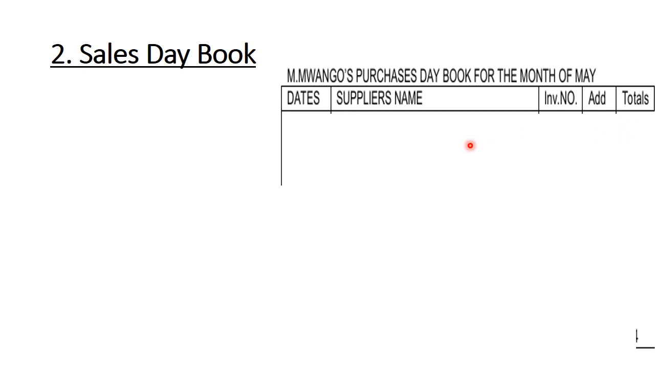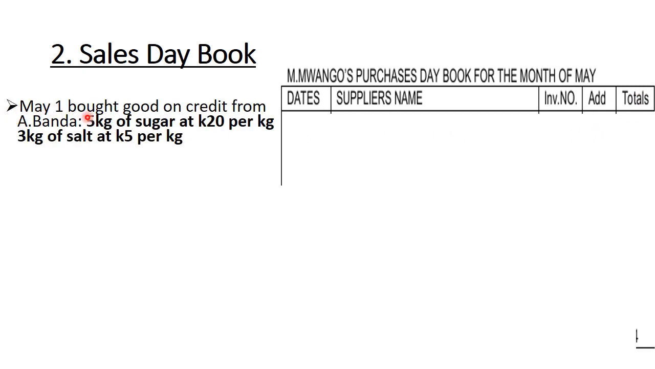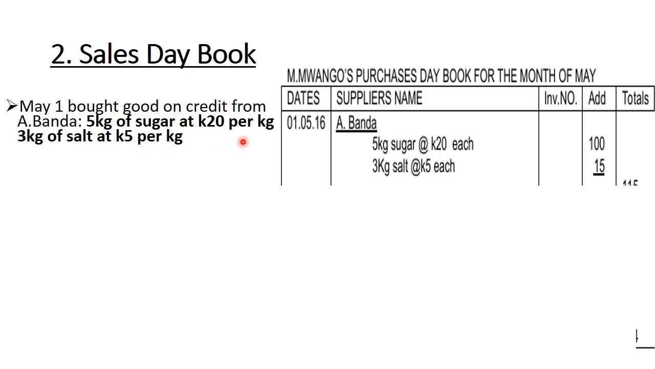And the total. The first transaction: we bought goods on credit from Ebanda, 5 kg of sugar at 20 kwacha per kg and 3 kg of salt at 5 kwacha per kg. So we write the date, it's supposed to be the 1st here. Ebanda, 5 kg of sugar at 20 kwacha, and 3 kg of salt at 5 kwacha. The total is 5 times 20, which is 100 kwacha. Also 3 kg of salt times 5 is 15 kwacha. Then we add to get the total, 115.